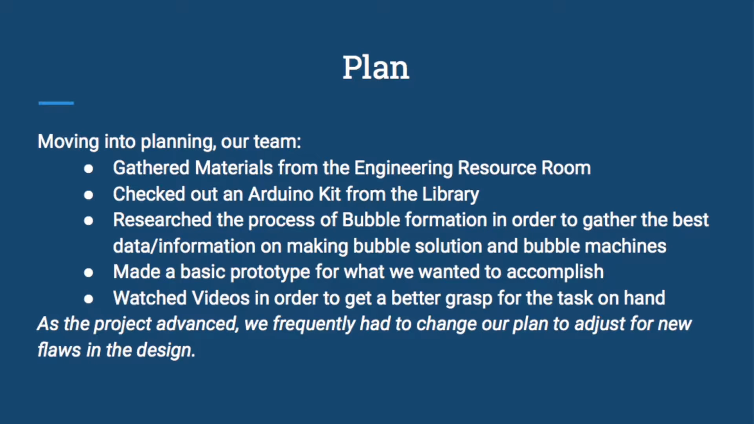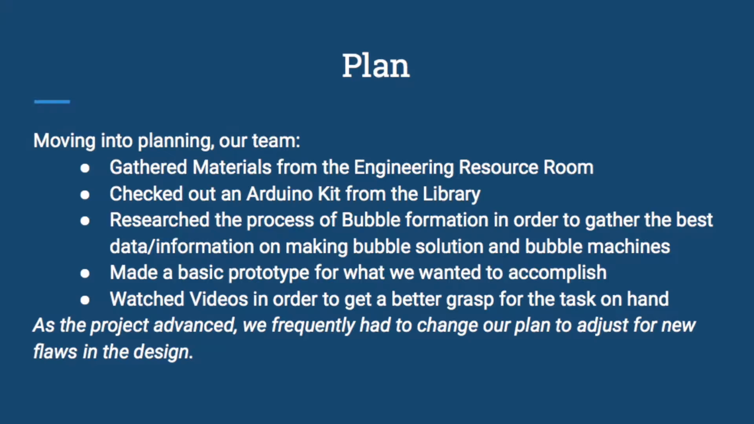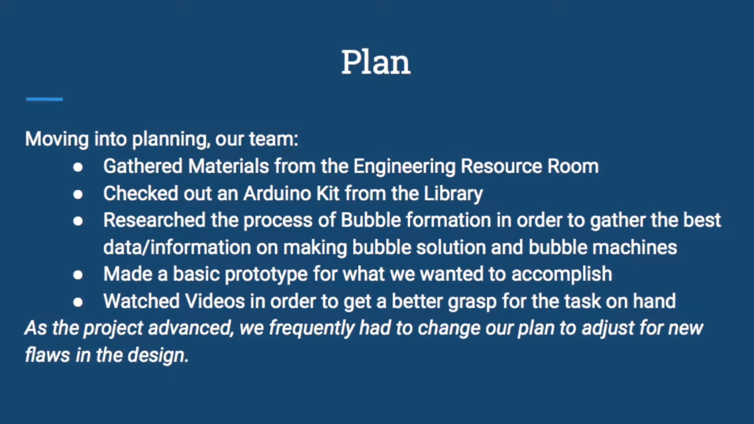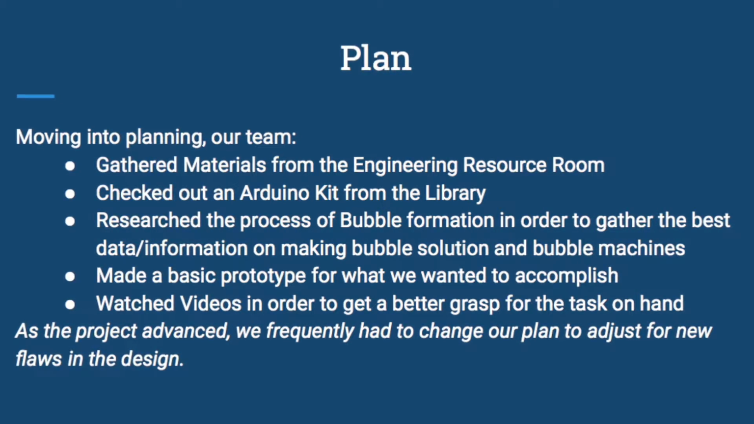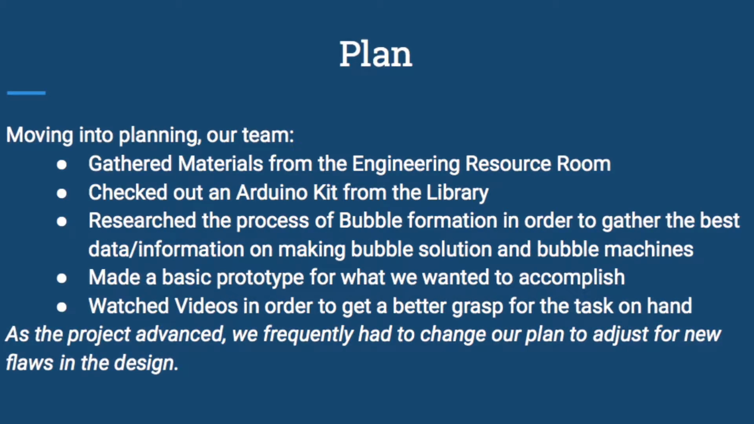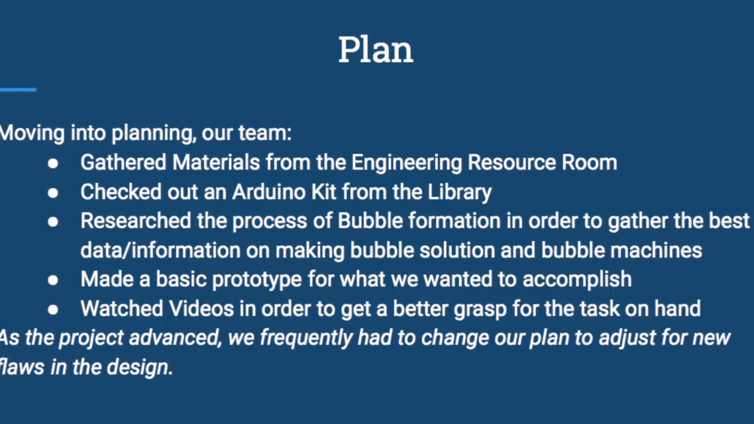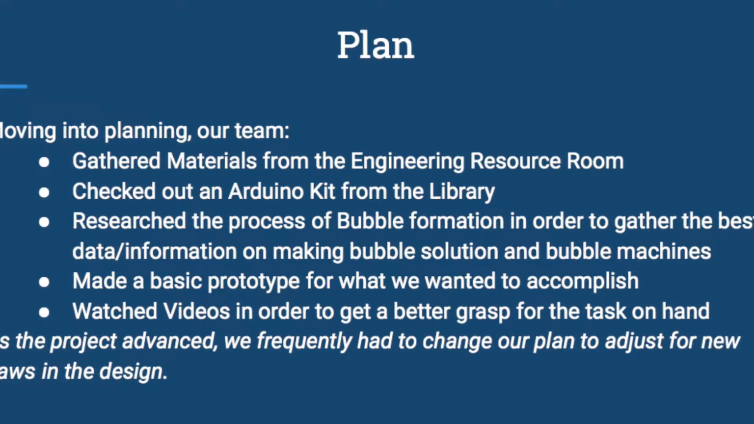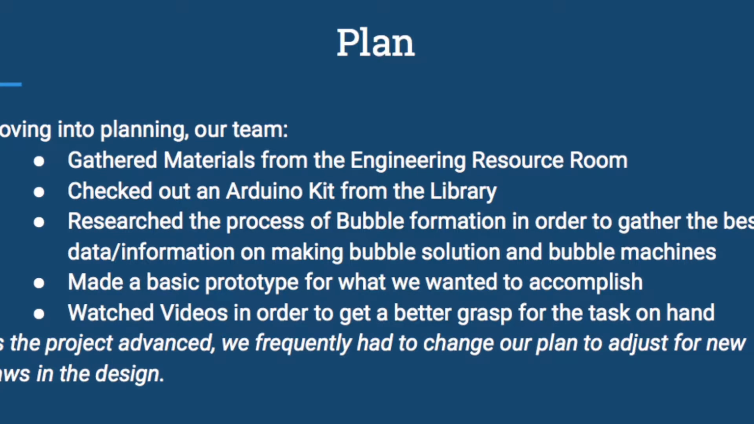The third step of our design process was to plan. Moving into planning, our team gathered materials from the engineering resource room, checked out an Arduino kit from the library, researched the process of bubble formation in order to gather the best data and information on making bubble solution and bubble machines, made a basic prototype for what we wanted to accomplish, and watched videos in order to get a better grasp for the task at hand. As the project advanced, we frequently had to change our plan to adjust for new flaws in the design.